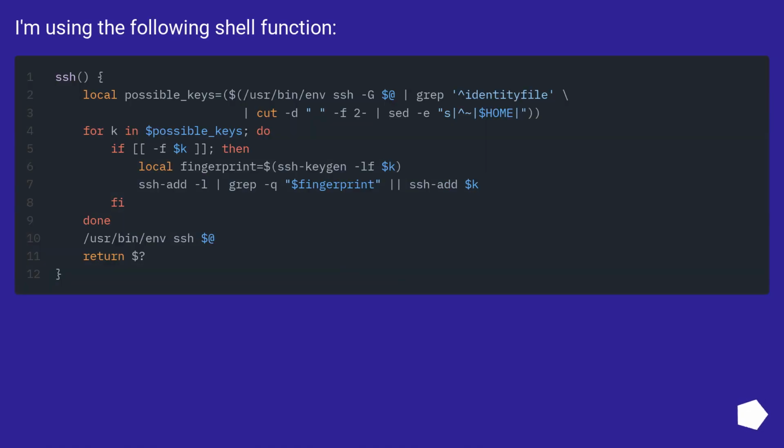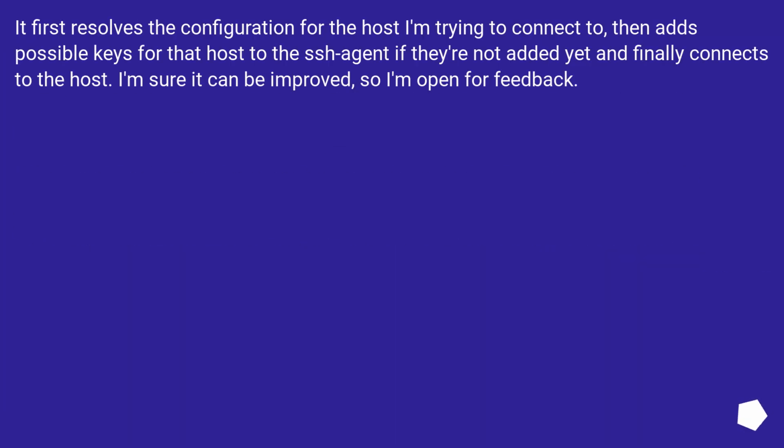I'm using the following shell function. It first resolves the configuration for the host I'm trying to connect to, then adds possible keys for that host to the ssh-agent, if they're not added yet, and finally connects to the host. I'm sure it can be improved, so I'm open for feedback.